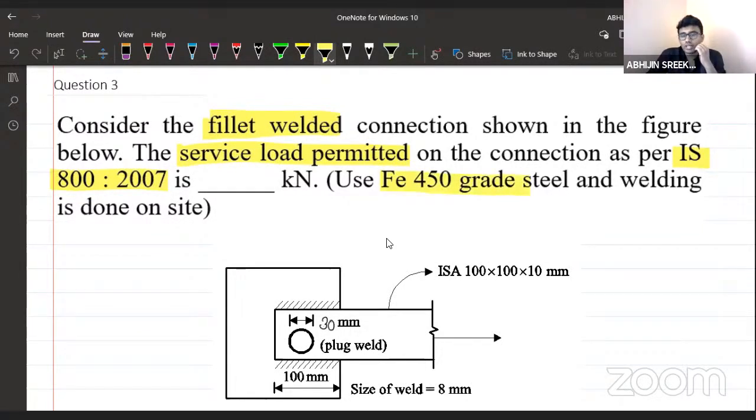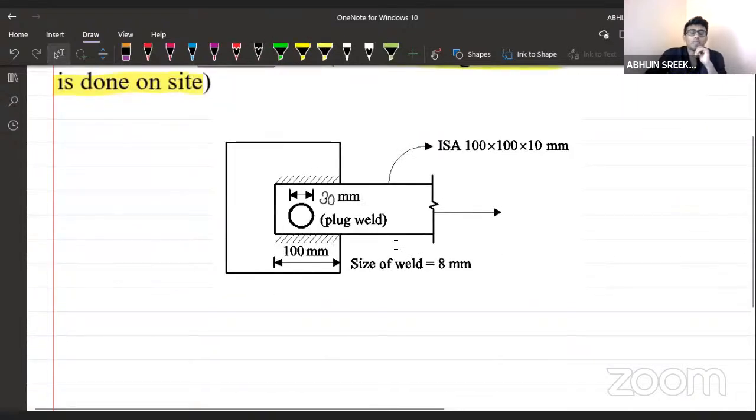Use Fe 450 grade steel, and welding is done on the site. So these are the details given. Okay, I'll come to that. But before that, if you see the figure, you can see this is a fillet weld, just like in the question. But we are given a plug weld also. What is a plug weld? We will be providing a slot there, and we'll be welding it, filling it with weld material. So this is a plug weld, and the diameter of the plug weld is around 30 mm. We are given a fillet welded connection along with a plug weld.